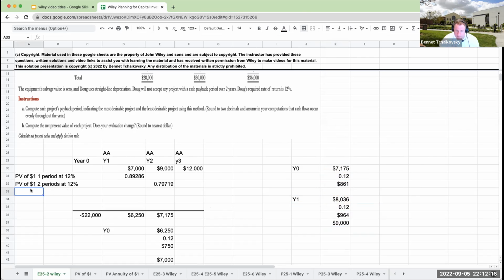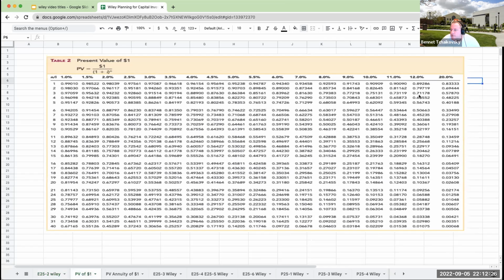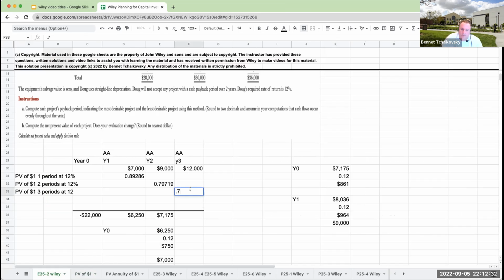So we're going to do the same thing over here. Present value of $1, 3 periods at 12%. So if I come over here, 3 periods at 12%, this is going to be 0.71178. And if I multiply this over here, 12,000 times 0.71178, I'm going to get 8,541.